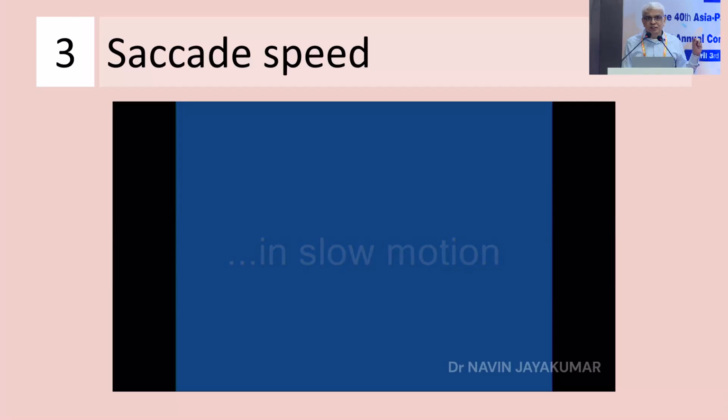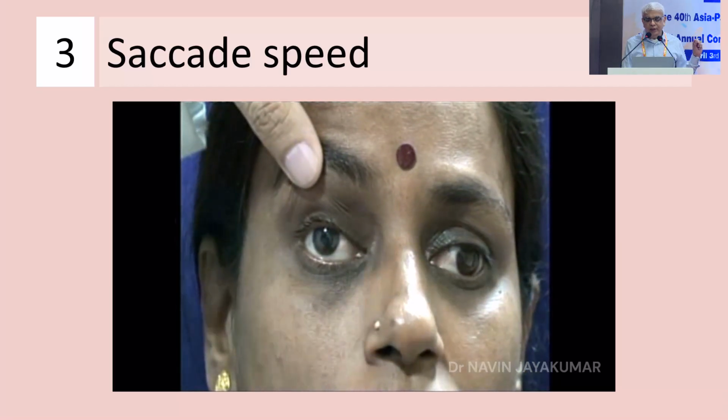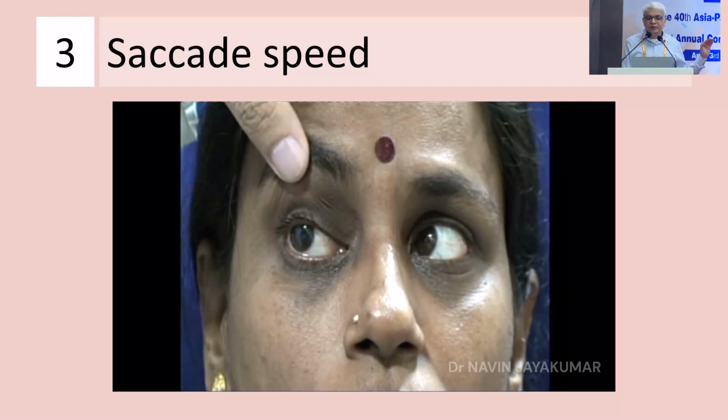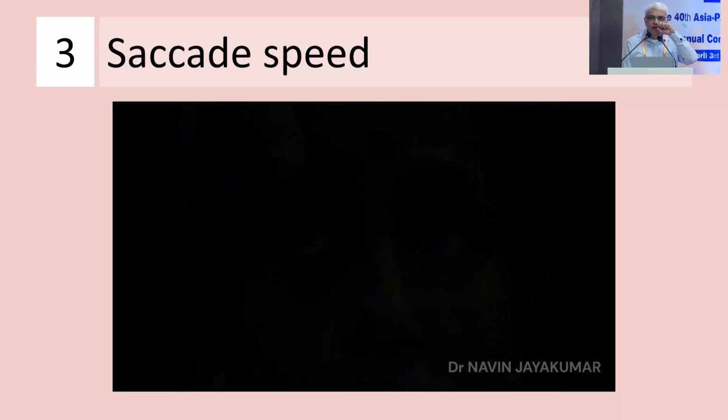And if you see it in slow motion, it's even clearer. You see how quickly the left eye adducts and the right eye is still moving so gradually. This is a slow saccade, an abduction saccade, which is significant because it tells you that the sixth nerve is also affected.